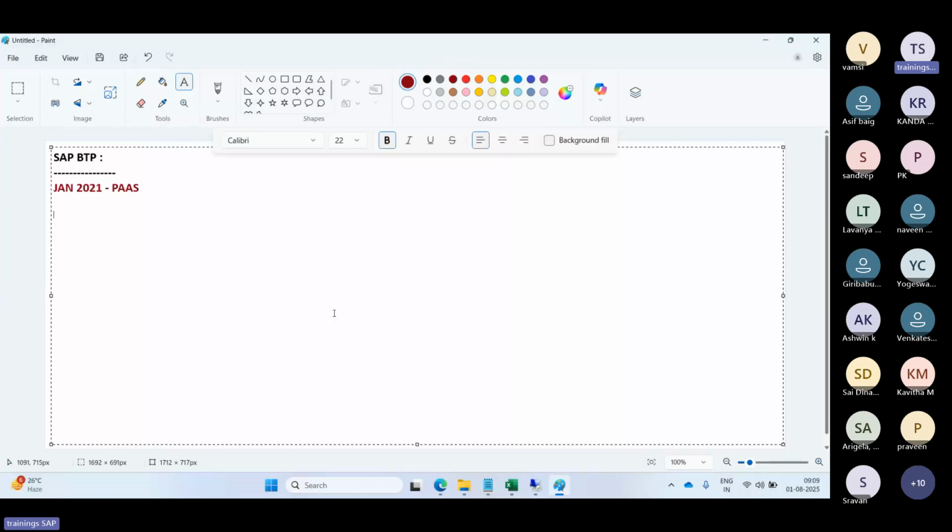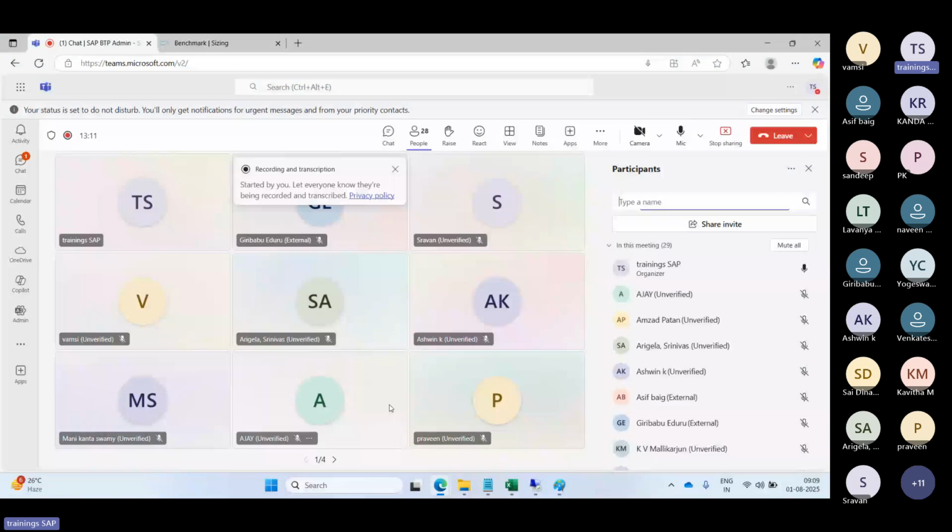So BTP is mainly for SAP-centric landscapes here, right? But they are also extending it to non-SAP applications and non-SAP systems. It's not only for SAP. They are extending their services and solutions to non-SAP applications also, right?